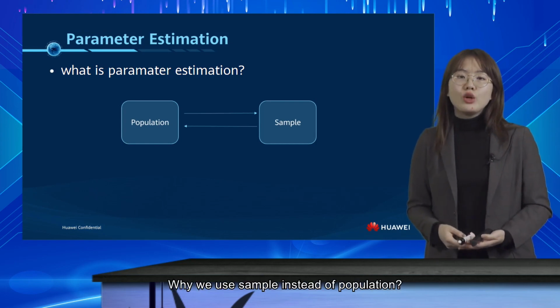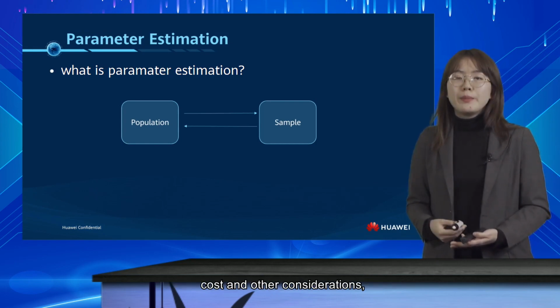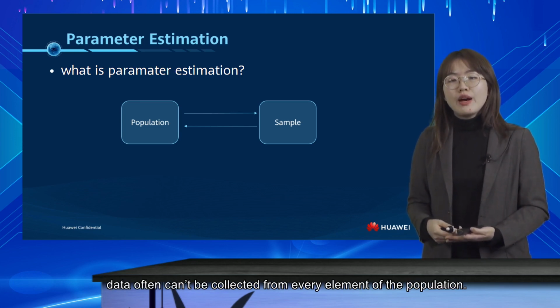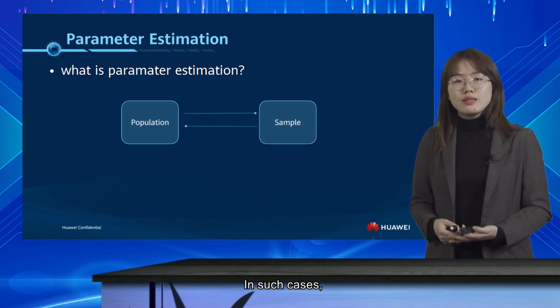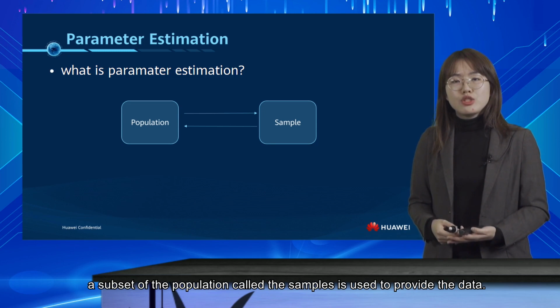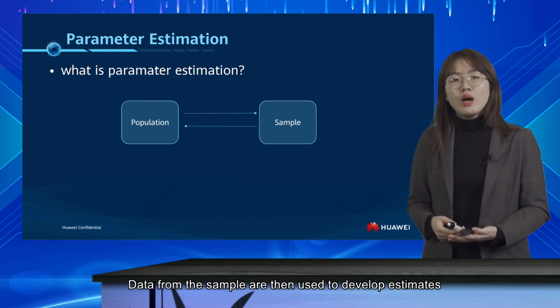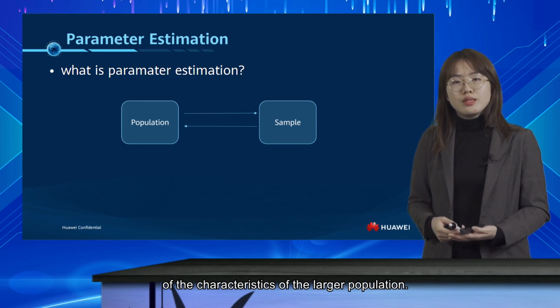Why do we use a sample instead of the population? Because of time, cost, and other considerations, data often can't be collected from every element of the population. In such cases, a subset of the population called the sample is used to provide the data. Data from the sample are then used to develop estimates of the characteristics of the larger population.